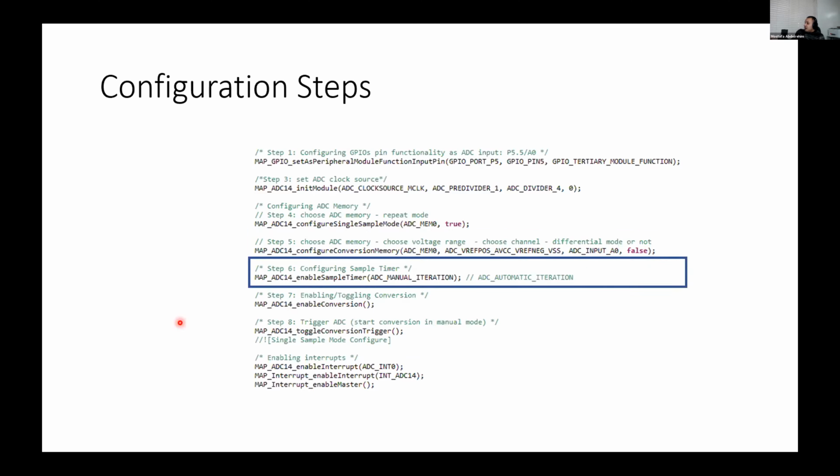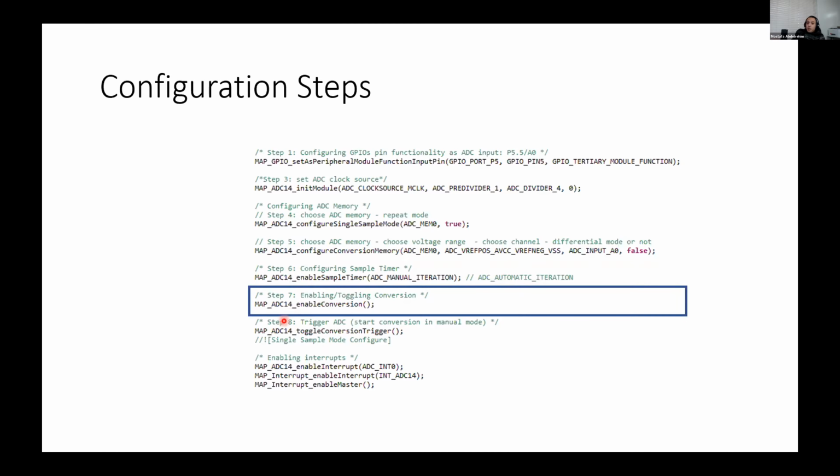Step six is to sample the timer, ADC manual iteration. So here is repeat or not. Here is ADC manual. You can put here manual or automatic. Manual means you have to trigger the conversion yourself as a programmer. Automatic means whenever the ADC finishes, it will go back and take another sample by itself. You don't need to intervene in this.